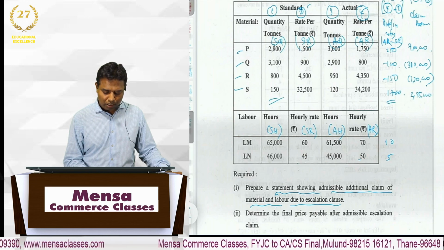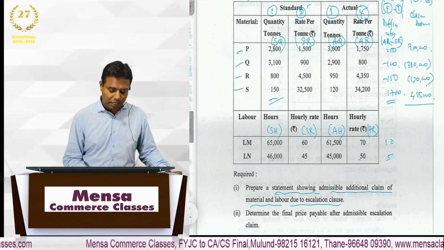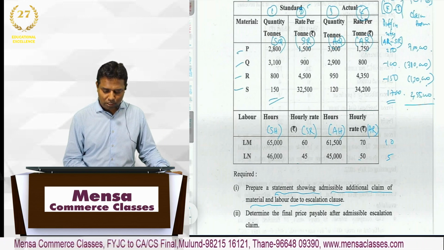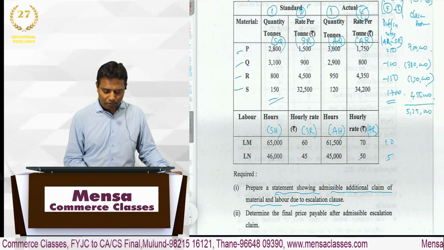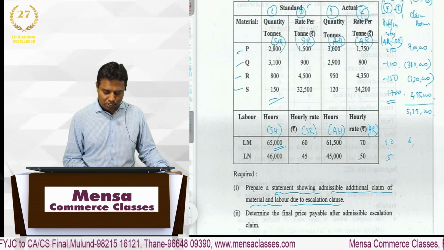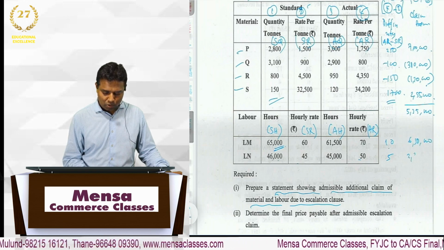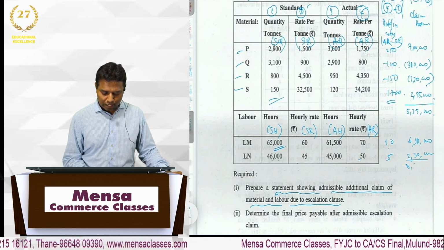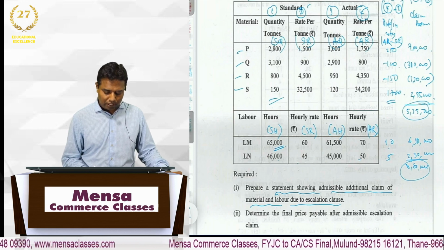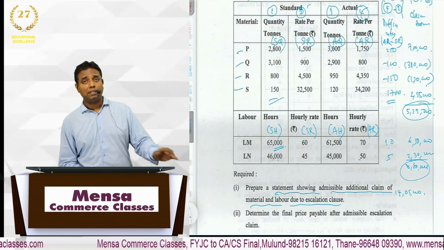This has to be the part of escalation clause. So you add that, you will get the answer. There is 955 minus 430. 955 minus 430 will give you 525. And here again same, standard is 65,000, difference of 10 rupees, 6,50,000, and 46,000 into 5 rupees, that is 2,30,000. So 8,80,000. So add 8,80,000 plus 5,25,000, that will come to 14,05,000, which is the admissible escalation claim.